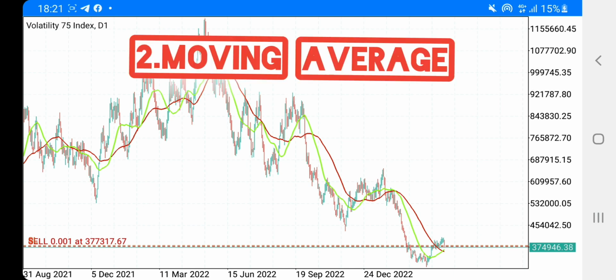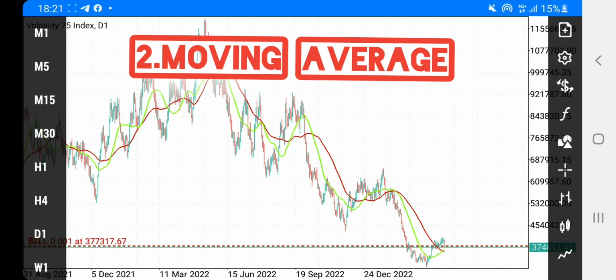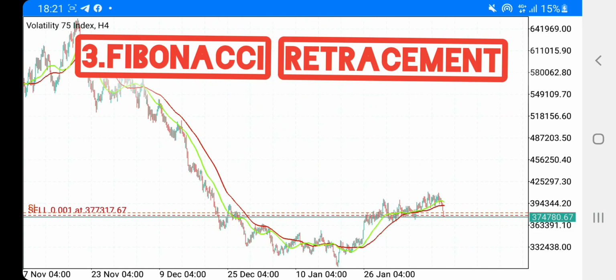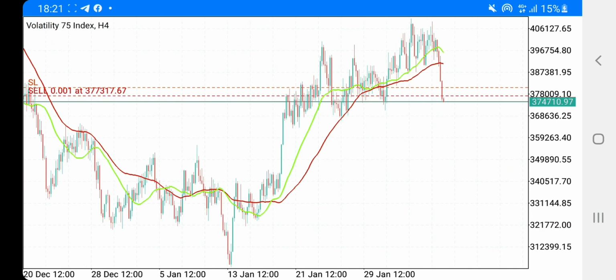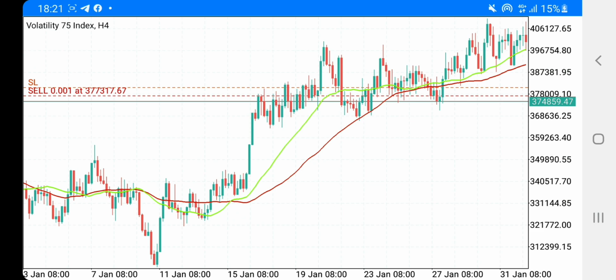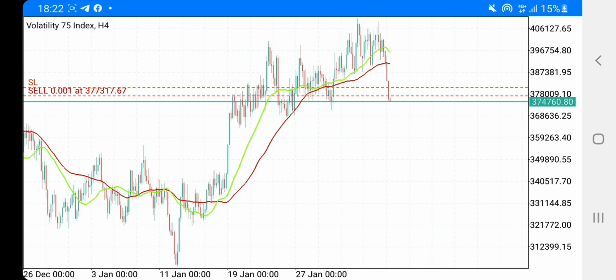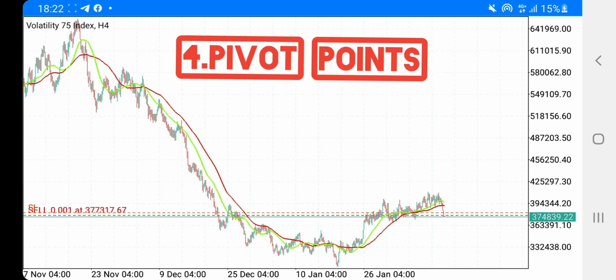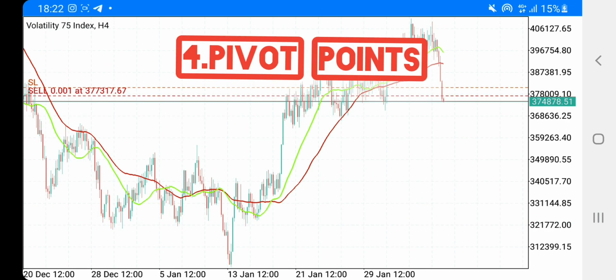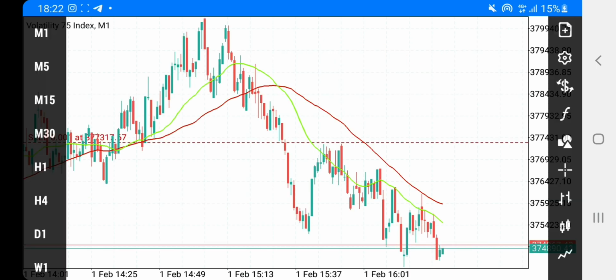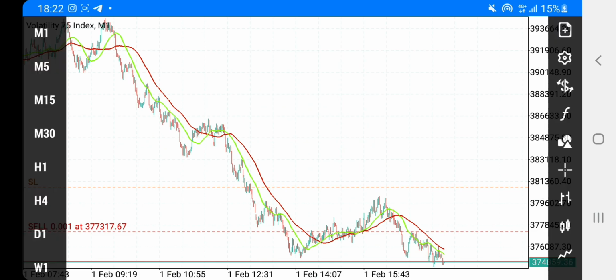Another way is using the moving average. Moving averages such as the 50-day and 200-day moving averages can act as potential areas of support and resistance. The third way is using the Fibonacci retracement, a tool used on the financial market. This retracement can be used to identify areas of support or resistance based on the natural progression of price swings. The fourth way is using pivot points. Pivot points are calculated using the previous day's high, low, and close prices and can be used to identify potential areas of support and resistance.